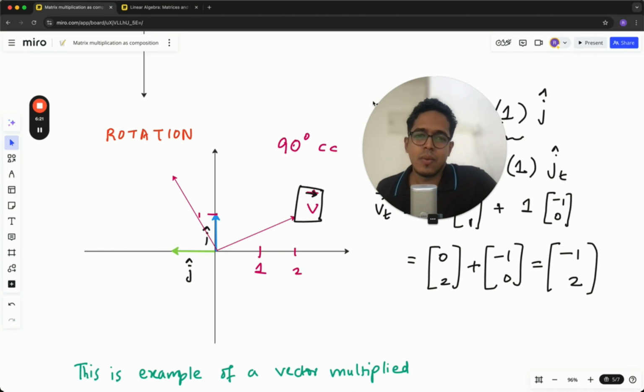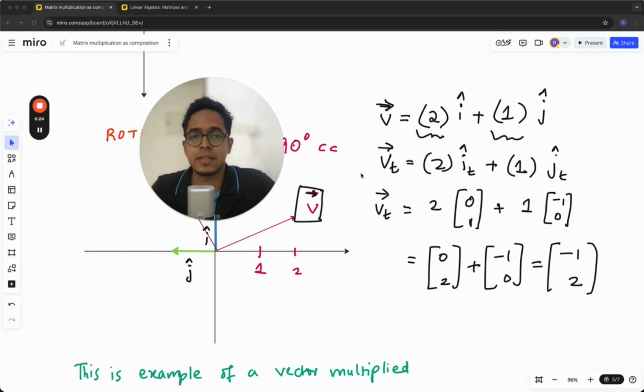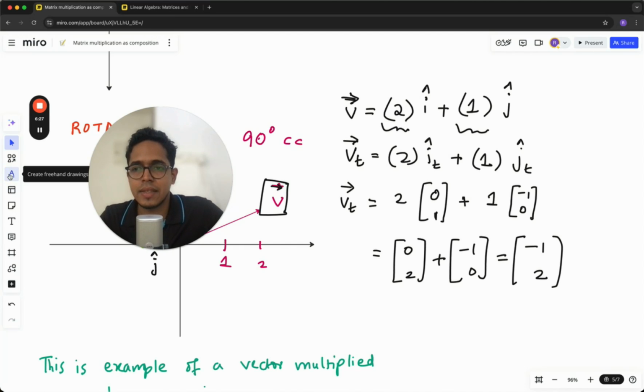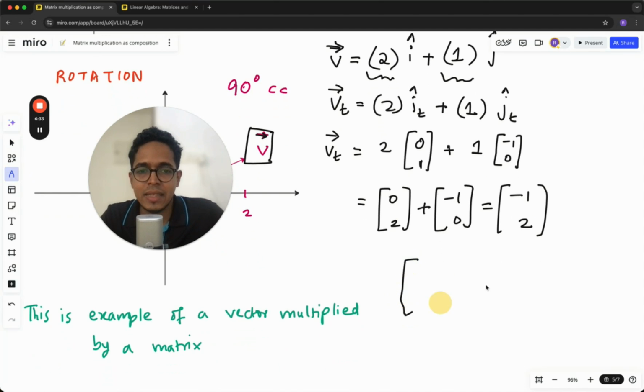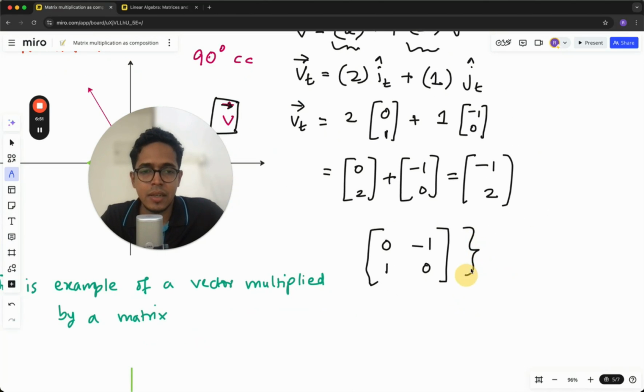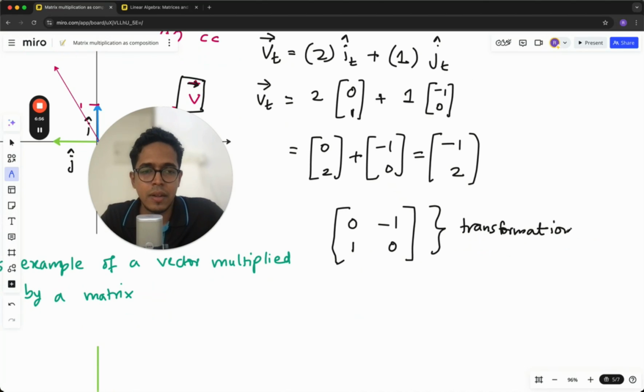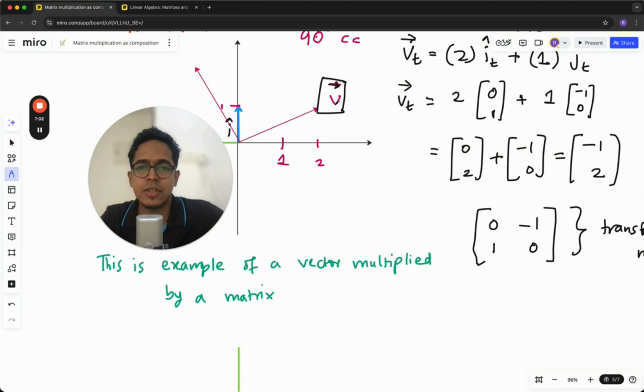So here, what is the transformation matrix? The transformation matrix is expressed in the form of the final location where the i and j land after transformation. So where did i land after transformation? i landed at 0, 1. It was originally at 1, 0, but now it landed at 0, 1. And j was originally at 0, 1, and it landed at -1, 0. So this is the transformation matrix. So this is how we can represent the transformation of this vector v.